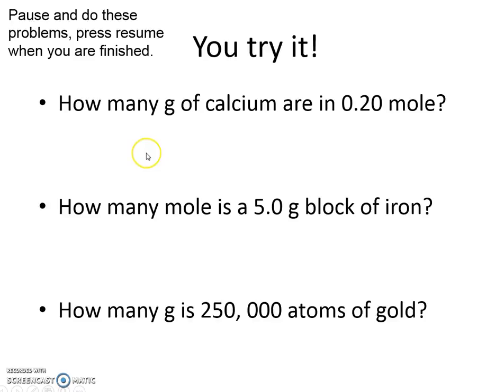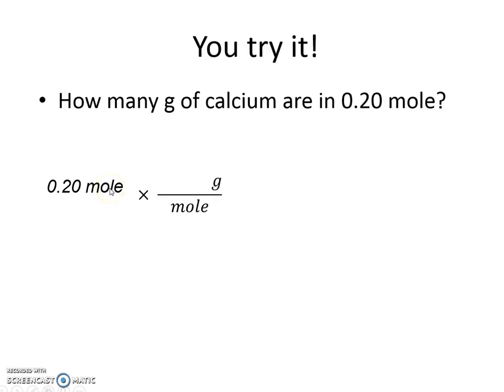Okay, if we have 0.2 moles of calcium, I'm going to go from mole to gram. I look up in the periodic table and I see that the atomic mass of calcium is 40, so a mass of 1 mole is 40 grams. Of course, I have some more digits there. I multiply through and I get 8 grams.